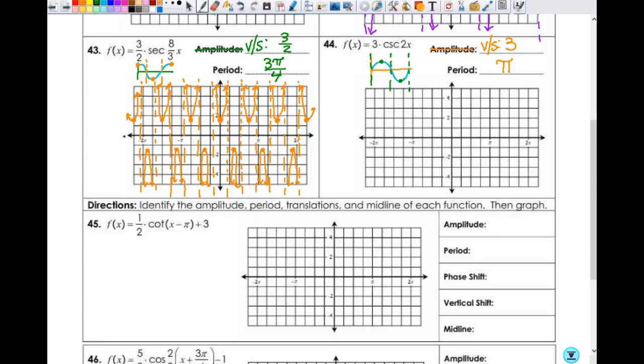No translations anywhere, so I'm definitely going to start with an asymptote on 0. Then one at the end of the period, which is at pi. Then I have one in the middle of the period, which is at pi halves. Then halfway in between here, I'm going to go up to 3. Halfway in between here, I go down to -3. And then I just repeat the pattern.